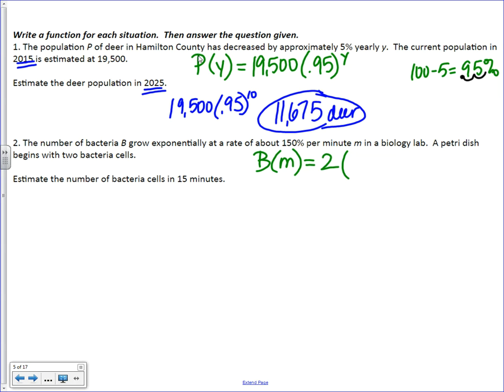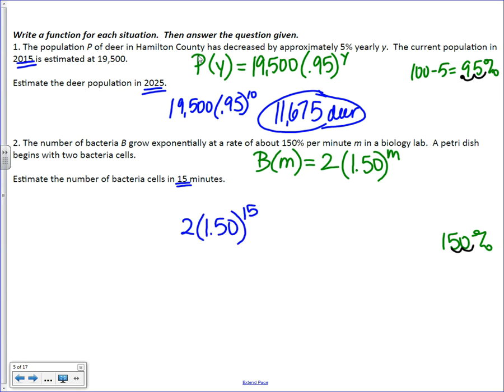Fair enough? Now, I can't use this 150% the way it is. I have to move my decimal how many spots? 2. So where will it be? Awesome. This will be 1.50 or 1.5 to the M power. Good. What does M stand for again? No. What does M stand for? Minutes. M stands for minutes. Do I know how many minutes this is going to go on for? 15. So what am I going to do with that 15? Put it in for M.